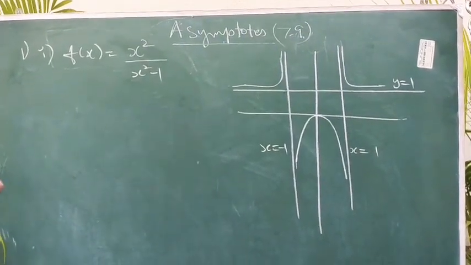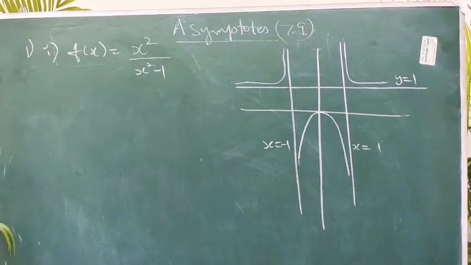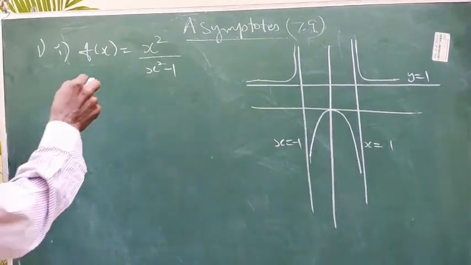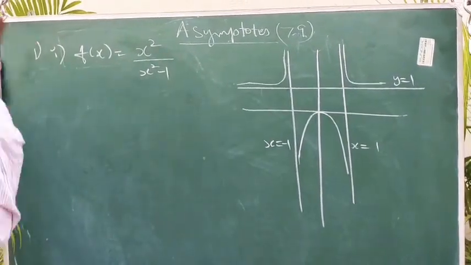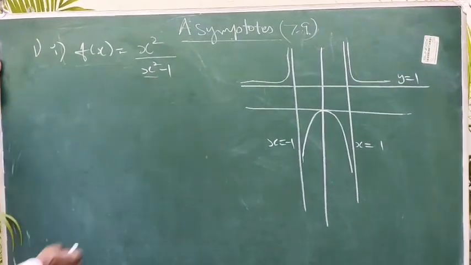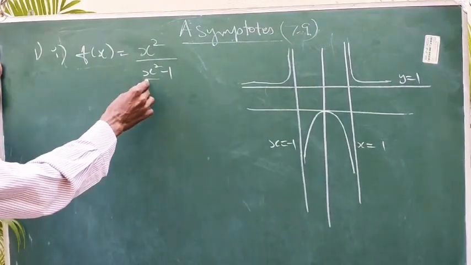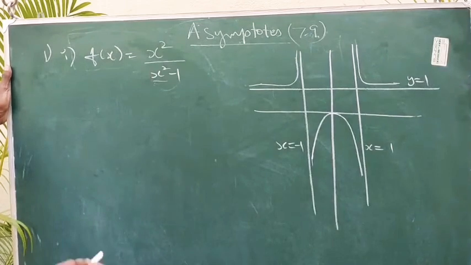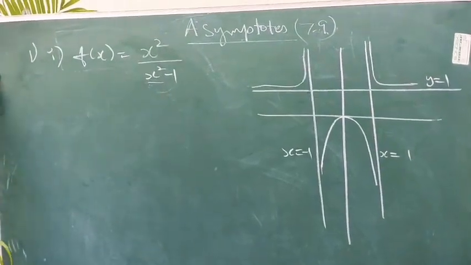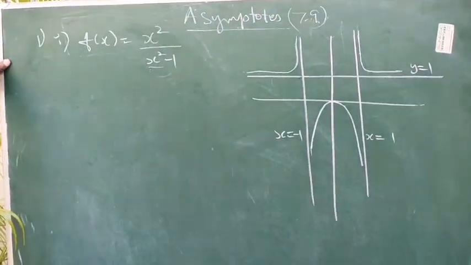Already told you, to obtain the vertical asymptotes, for what value of x, y becomes infinity, that is the vertical asymptote. So look at my dear student. Look at the denominator. It becomes 0 when x equal to 1 or x equal to minus 1. There are two vertical asymptotes.